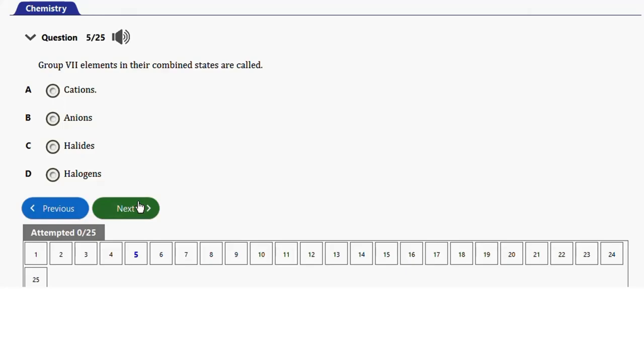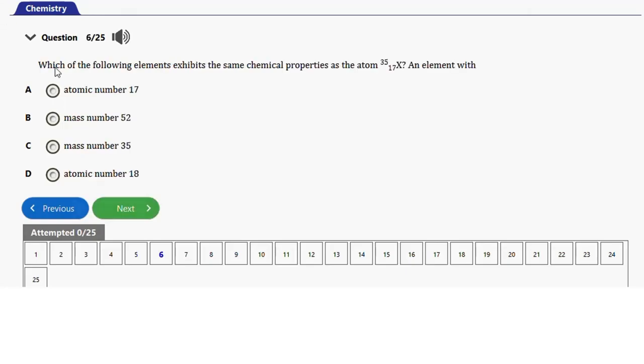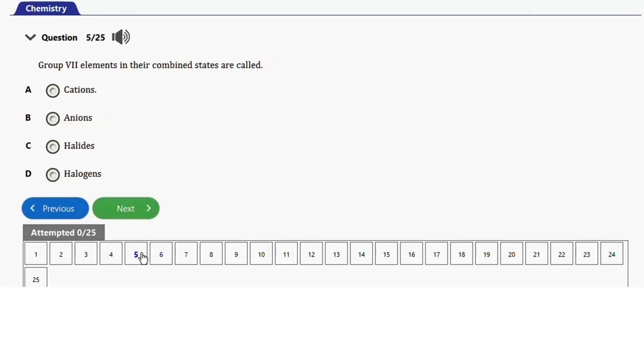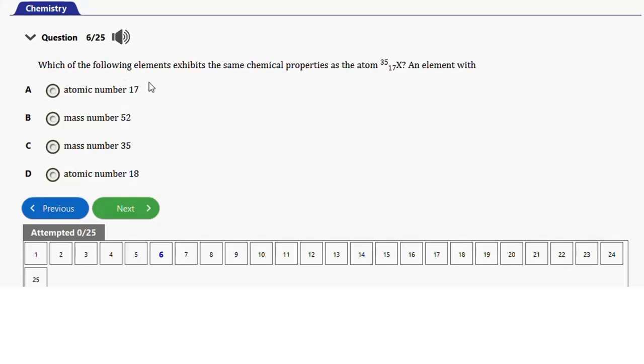Okay, the next question will be this one. It says which of the following elements exhibit the same chemical properties as the atom? An element with atomic number 17, mass number 52, mass number 35, atomic number 18. So the right option will be option A, atomic number 17. So they have the same chemical properties as this atom. Okay, so this atomic number is the proton number, basically.